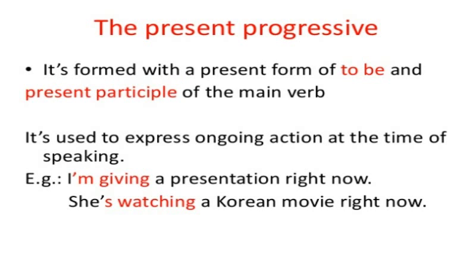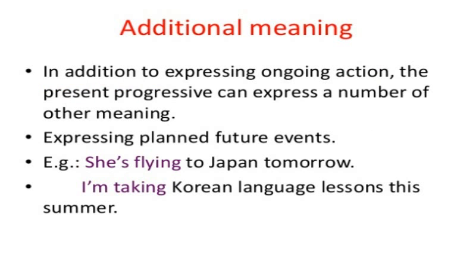The present progressive is formed with the present form of to be and the present participle of the main verb. It is used to express ongoing actions at the time of speaking. For example, I'm giving a presentation right now. She's watching a Korean movie right now.